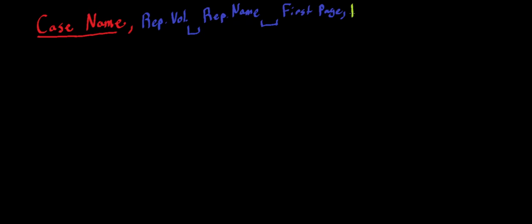You then have your pin site. This references the readers to a particular page of the decision that you want them to look at. Then we have parentheses, the court, and finally the year.